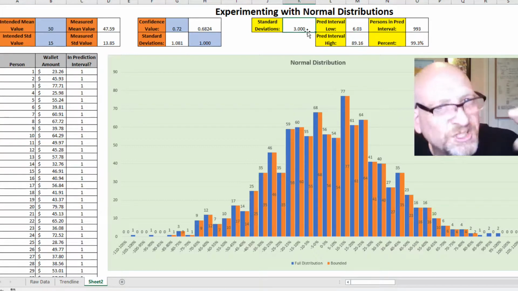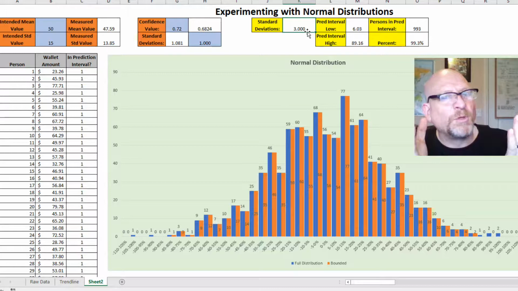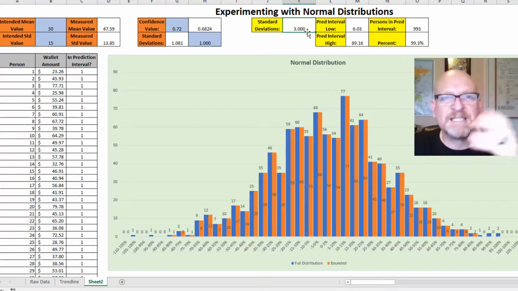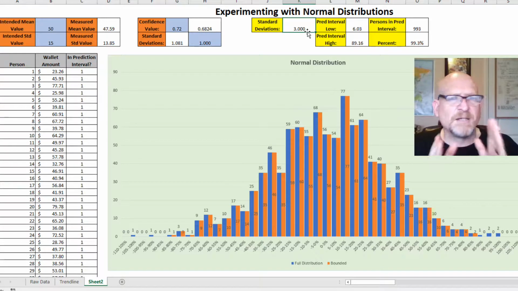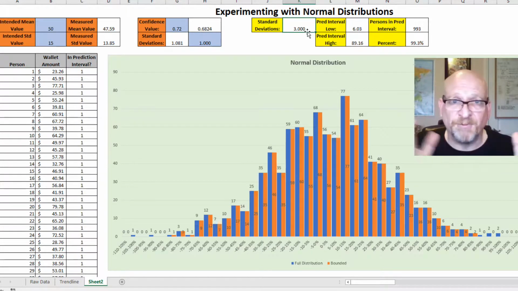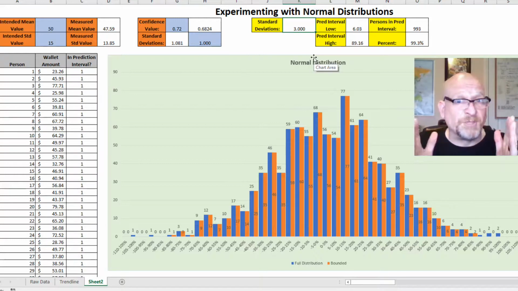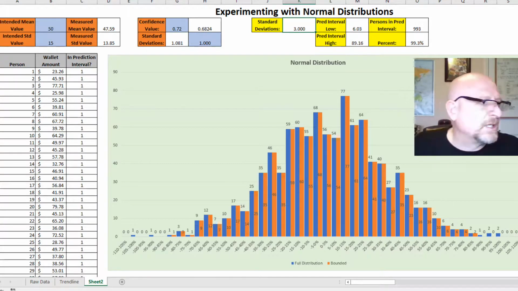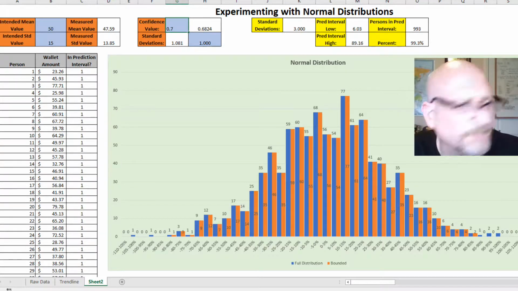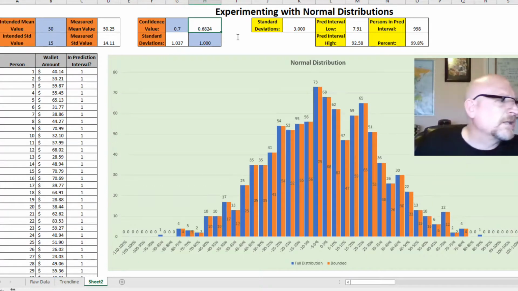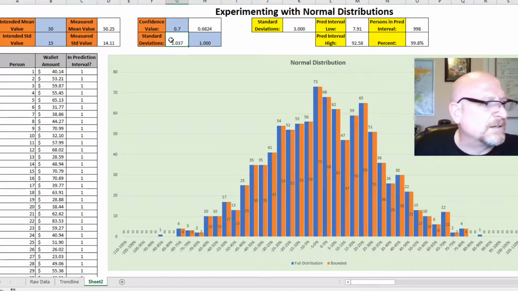Now, let's say you said, hey, Cliff, I only want to find out the limits for 70% of the people. In other words, I want to find how many standard deviations from the mean 70% of the people fit in. What I can do is type in 70%, 0.70, and then hit F9. It's going to calculate right here: 0.70 is equal to 1.037 standard deviations.